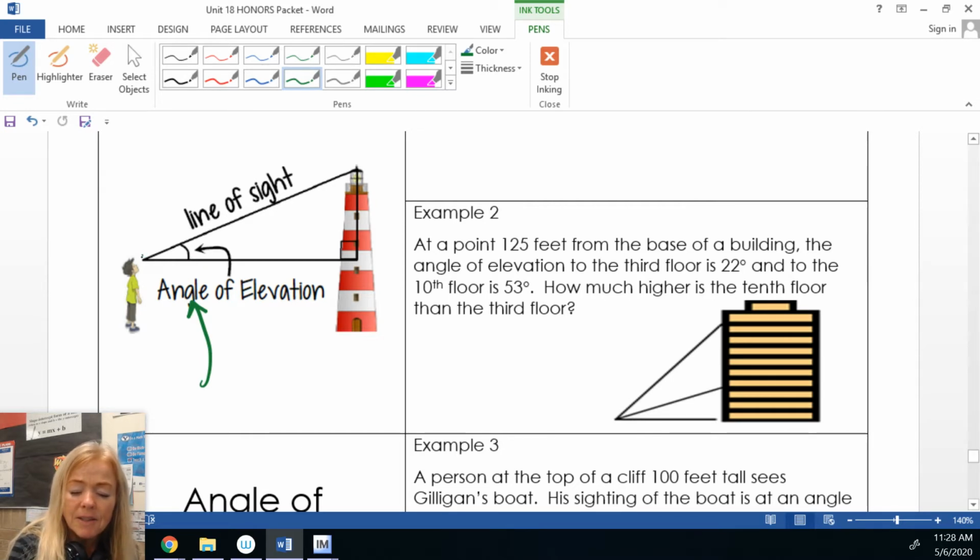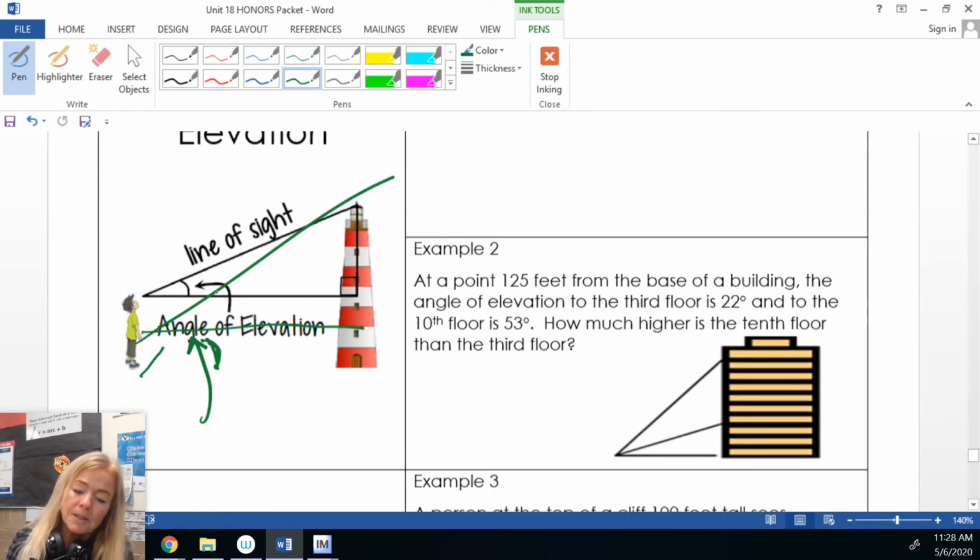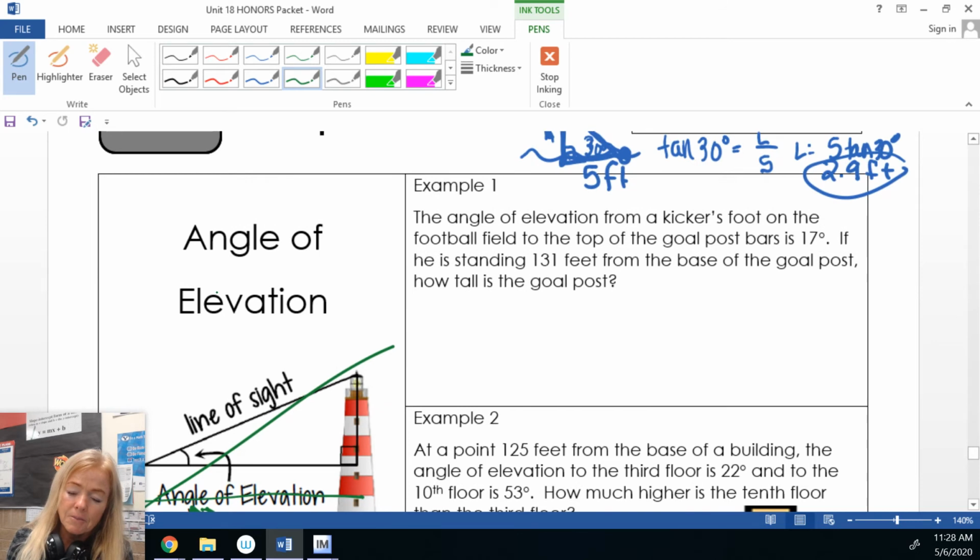I like to call this the line of sight. Actually, it's the horizontal, I guess, line of sight. And then you have the other line of sight, and that creates an angle in there that you can actually come up with and use in your trigonometry to find maybe the height of the lighthouse. But as long as you're looking up, it's an angle of elevation, like the picture there.